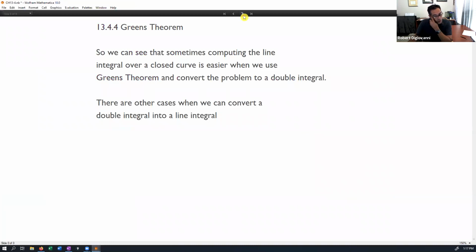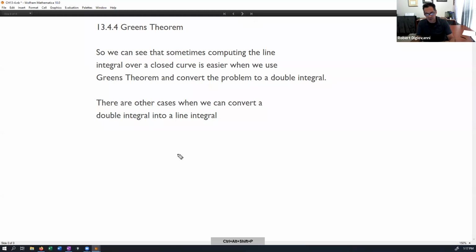Okay, so we can see that sometimes computing a line integral over a closed curve is easier when we use Green's theorem and convert the problem to a double integral. There are other cases where we can convert a double integral into a line integral. So if we have a line integral with P and Q in it, and as long as the curve is closed, we can convert that into a double integral, but the double integral part has these partial derivatives in it, doesn't it?